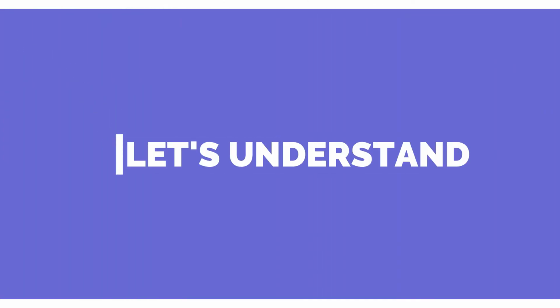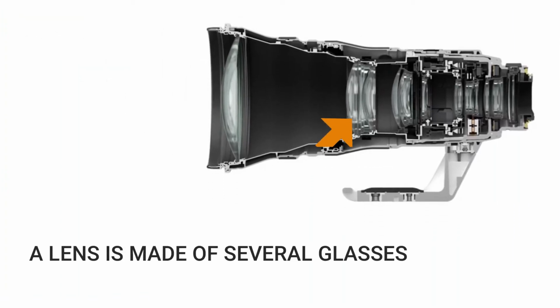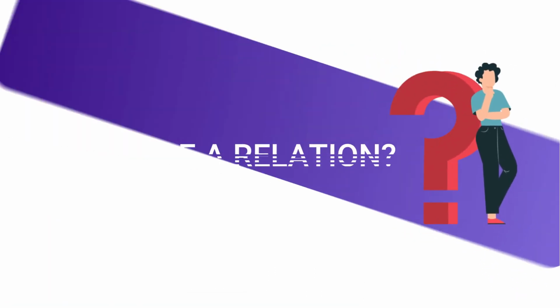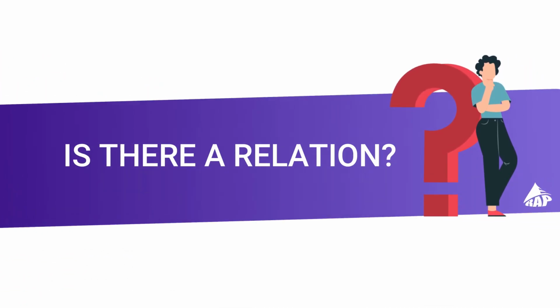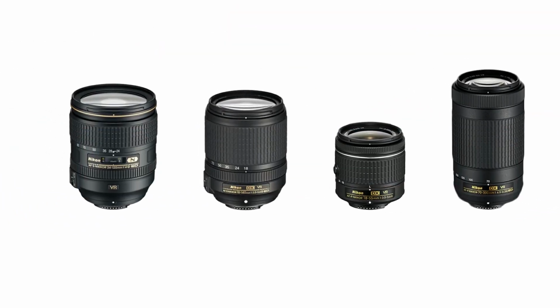Now let's understand one more thing about the camera lens inside. We have already seen that there are several lens elements inside a lens. So is there any relation between the number of glass elements and lens quality with the lens performance? Yes, there is a relationship that you have to understand before choosing the lens.